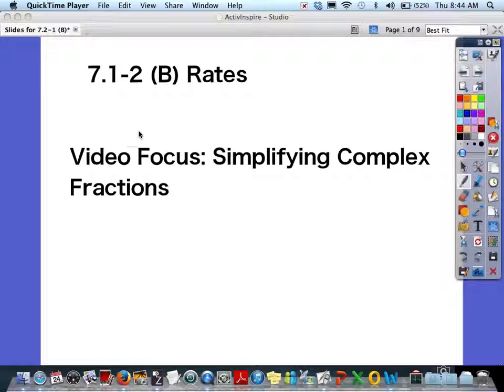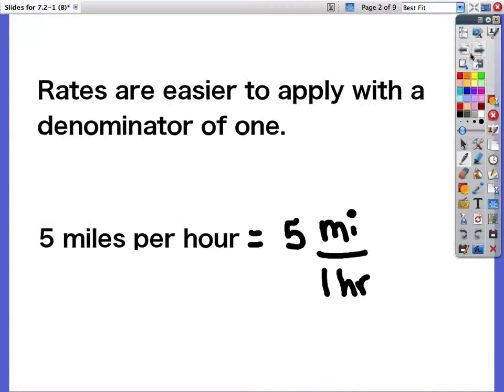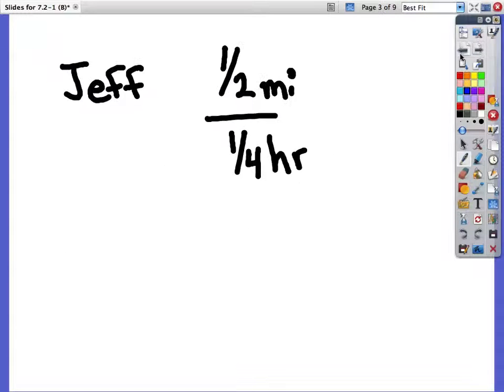So this is the second video for the lesson called rates, and our focus is going to be simplifying complex fractions. And this is what a complex fraction looks like. This is an example of a complex fraction where you have a fraction in the numerator and a fraction in the denominator, and we're going to talk about how to deal with those.